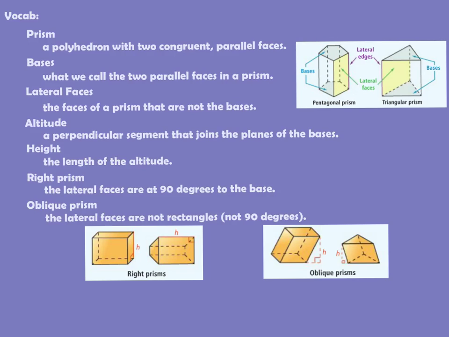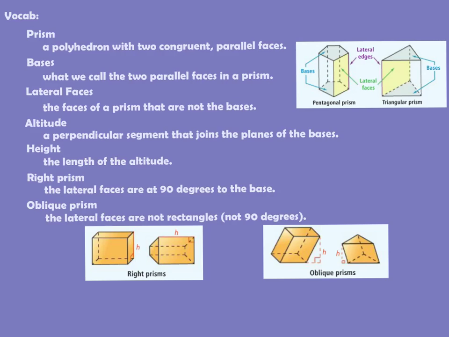So here's our next word. Bases are what we call the two parallel faces in the prism. It is not a prism if it is a pyramid, because a pyramid only has one base. It does not have two congruent parallel faces. Lateral faces are the faces of the prism that we don't call bases. So basically the sides that are connecting our two bases.